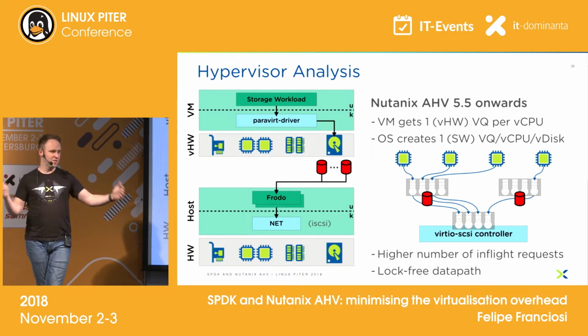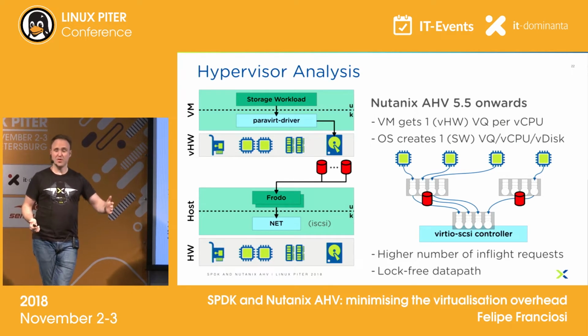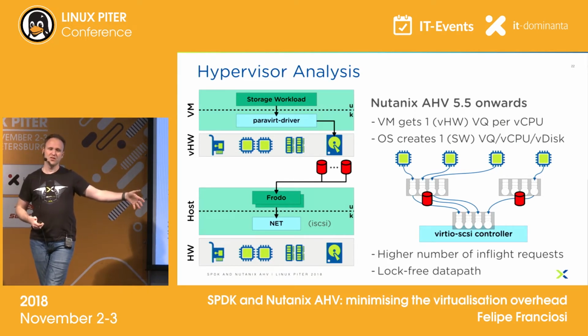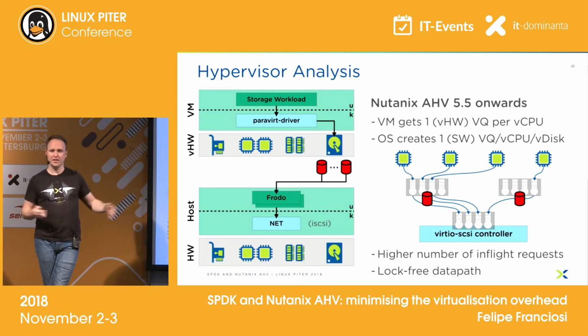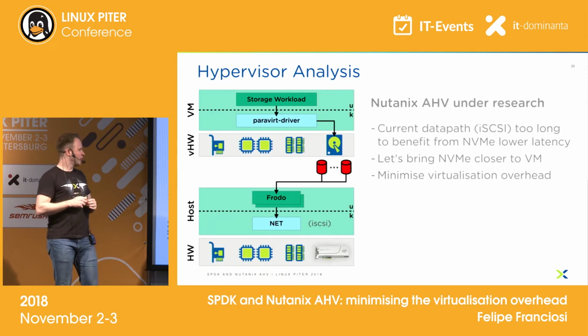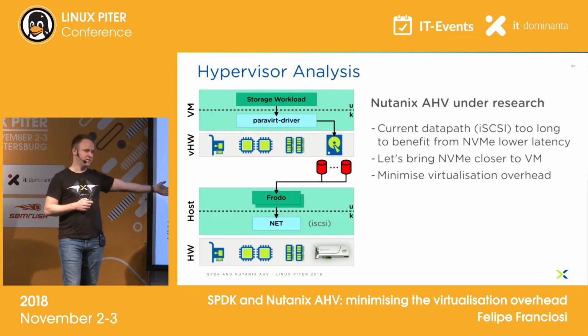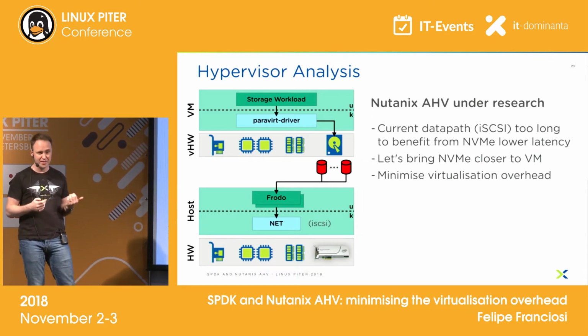If you think that you have a big database VM, which has 64 vCPUs, each CPU gets a hardware queue, and each one of those queues can support 128 requests. So that's a lot better already. But we still have a problem, which is we still have to go through iSCSI, and that is showing some grief with NVMe drives, where we're trying to figure out how we can shorten the data path.